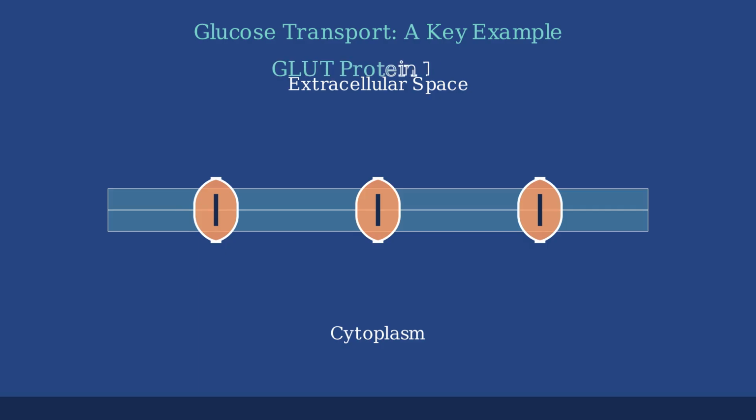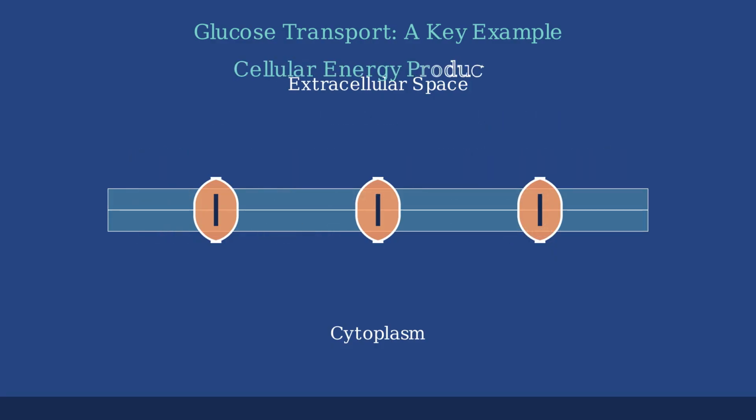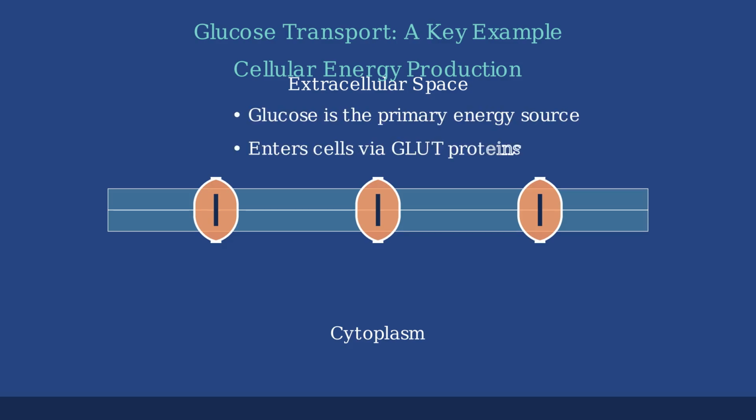Different cell types have specialized GLUT proteins based on their glucose needs. GLUT1 is abundant in red blood cells and the brain, ensuring a constant supply of glucose. GLUT2 in the liver and pancreas helps with glucose sensing. GLUT4, found in muscle and fat cells, is unique because it responds to insulin, moving to the cell membrane only when insulin is present. The efficient transport of glucose is critical for cellular energy production.